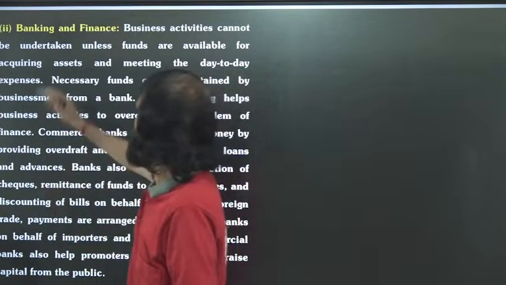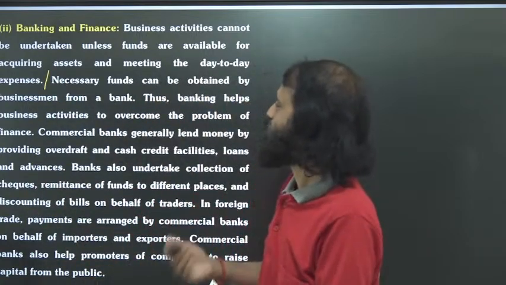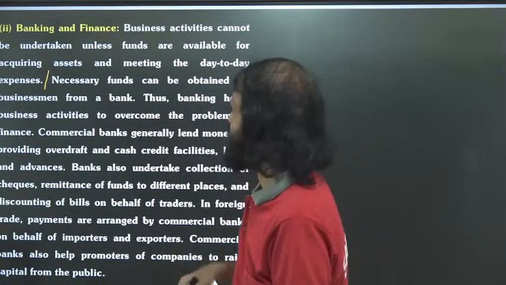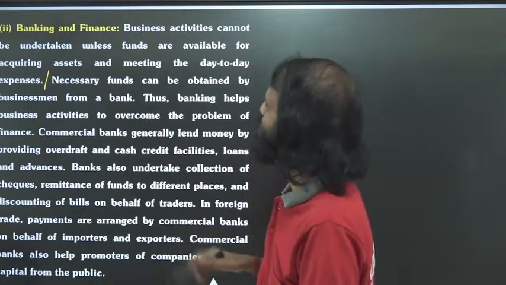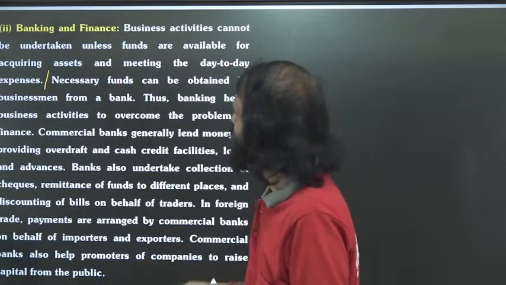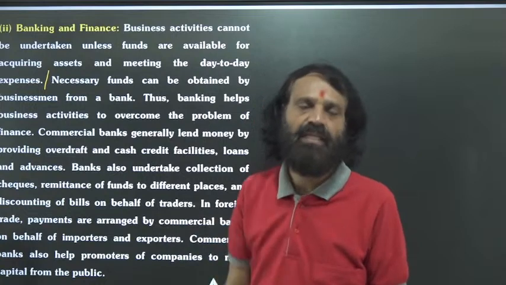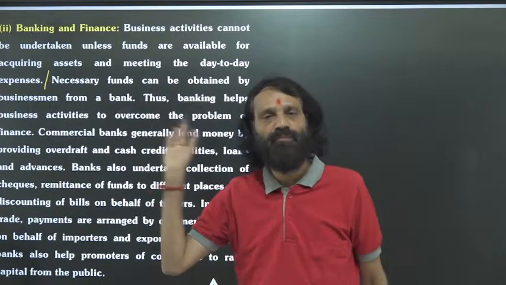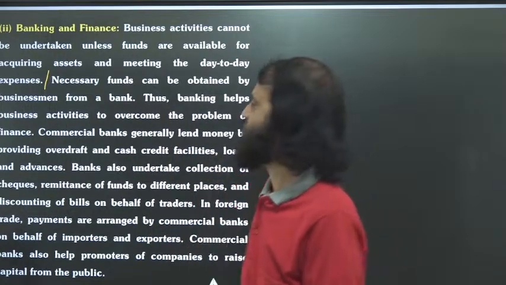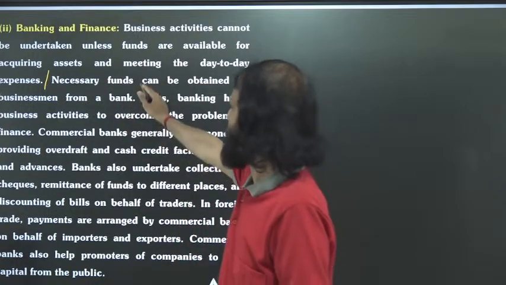No one is going to do anything free. Now we want to buy and sell products, and then we also want to do the transaction of money. Money transactions will take place only when we have better banking and finance systems. Nowadays more business is taking place through e-banking. E-banking will happen only when we have a better banking system as well as a communication system in our country. Necessary funds can be obtained by businessmen from a bank.